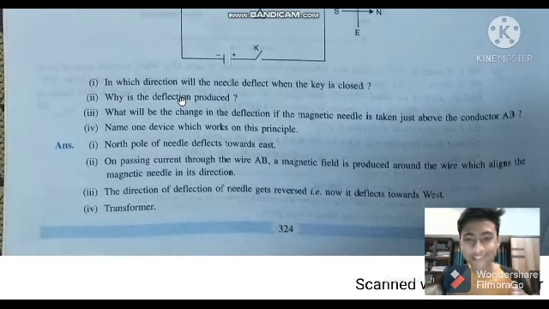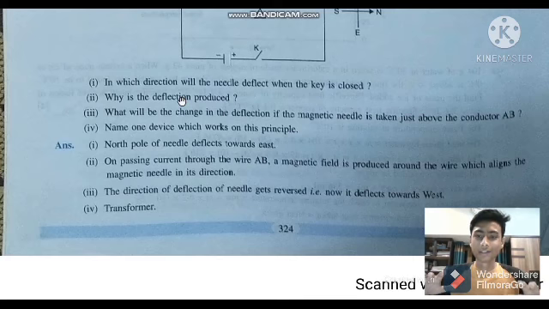So guys, with this we end up with this 2019 ICSE physics paper totally solved.